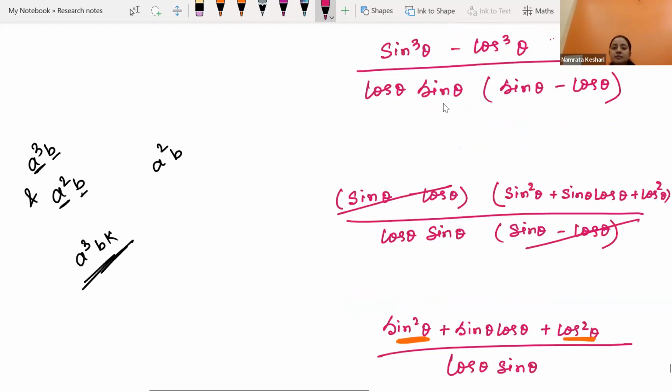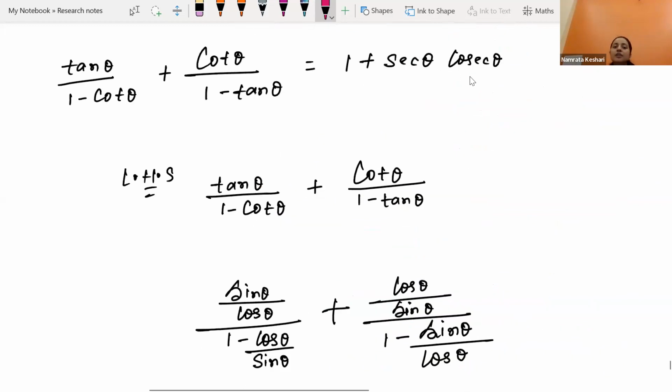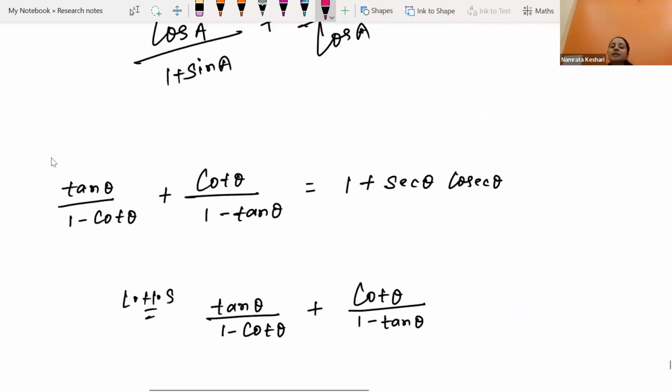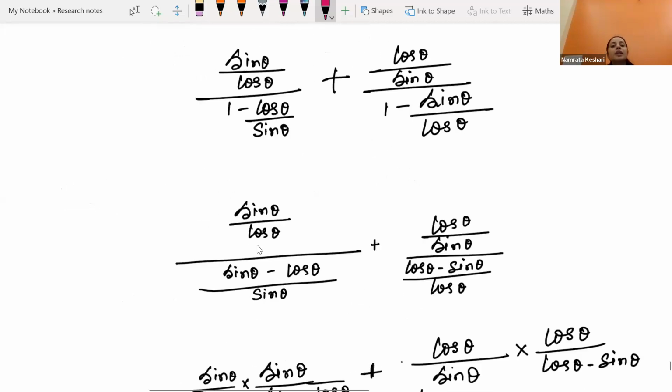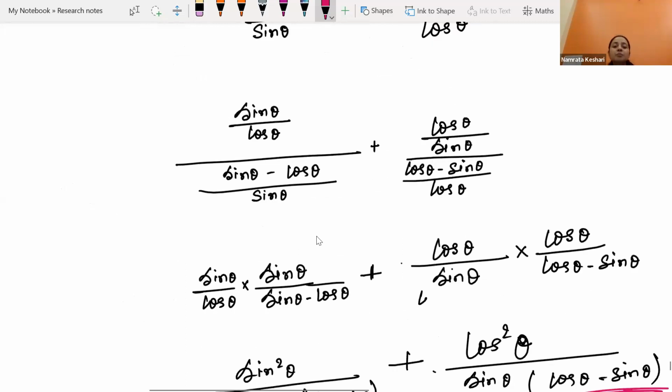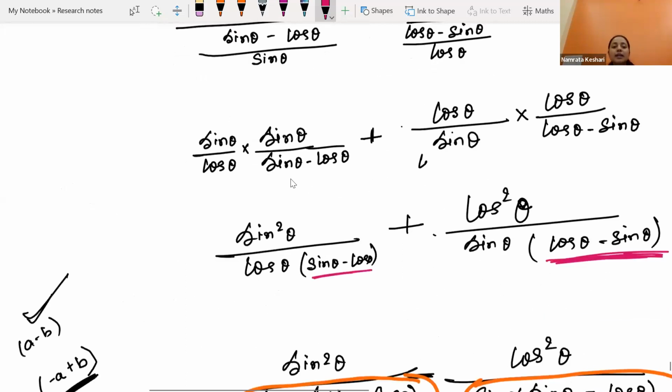Let's summarize from the beginning what we did. We were having tan theta by this, cot theta by this. We wanted to prove it is equal to 1 plus sec theta cosec theta. I told you, when we are not getting anything, we always convert tan, cot, cosec, sec in terms of sine and cos. So we did so. When we did so, we realized that simplification will be possible for the denominator part. We did the simplification, and after doing it, we ended up getting something like this step.